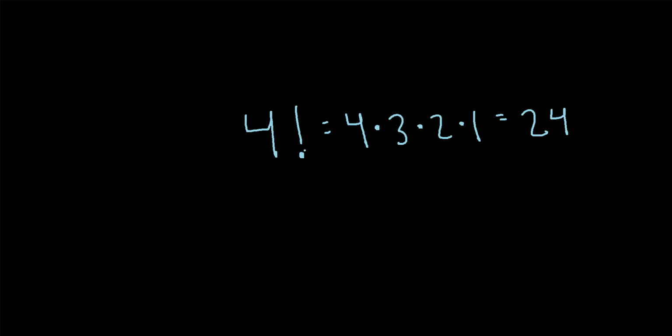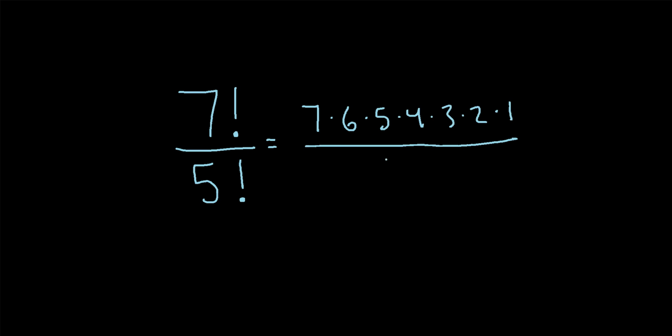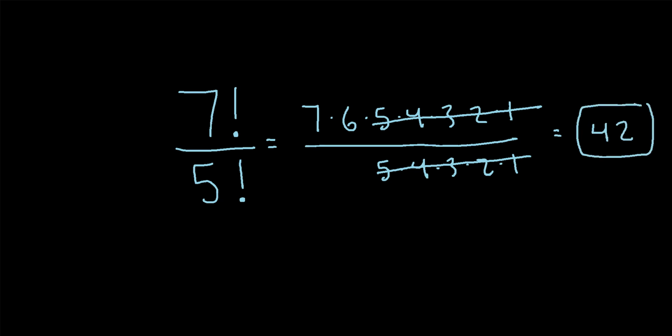So knowing this, let's work through a few examples of how we can simplify factorial expressions. All right, let's say we have the following expression, 7 factorial divided by 5 factorial. How could we simplify this? Well, 7 factorial is really just equal to 7 times 6 times 5 times 4 times 3 times 2 times 1. And 5 factorial is just equal to 5 times 4 times 3 times 2 times 1. So what we'll notice is that all of these values in the numerator will cancel out with all of these values in the denominator. And all we're left with is just 7 times 6, which is 42. So 7 factorial divided by 5 factorial is just equal to 42.